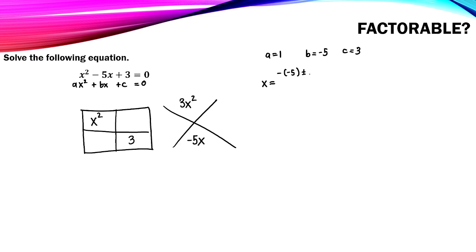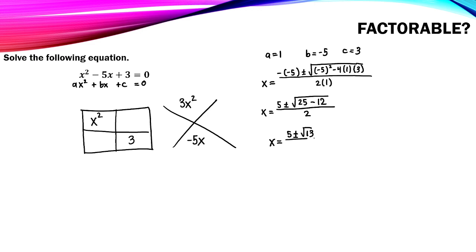So we have negative b plus or minus the square root of b squared minus 4 times a times c, all over 2 times a. Notice that this is going to give us positive 5 plus or minus the square root of negative 5 squared, which is 25, minus 4 times 1 times 3, which is 12, and the 2 times 1 is 2. If I do 25 minus 12, that gives us 13. So x is equal to 5 plus or minus the square root of 13, all over 2.